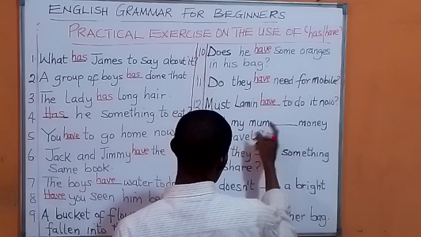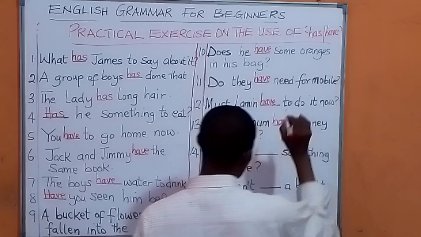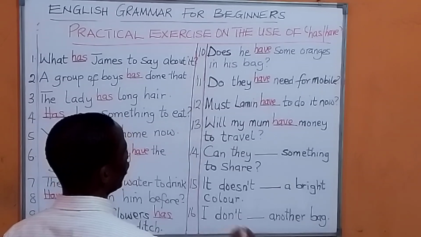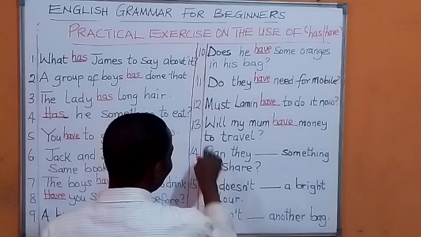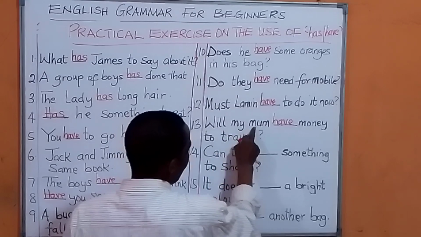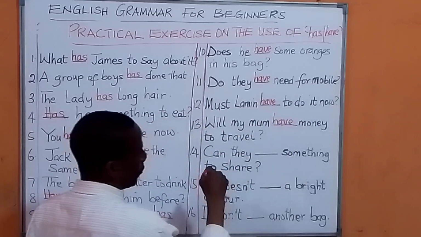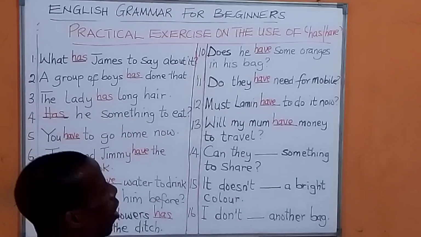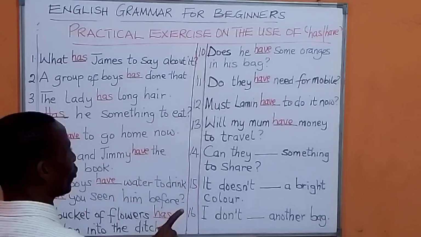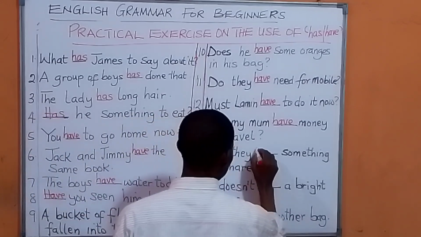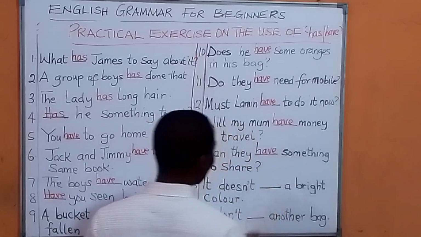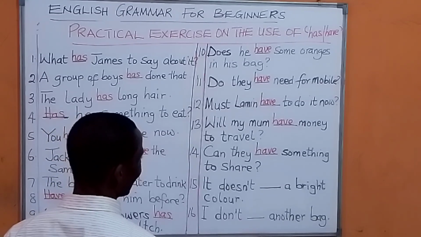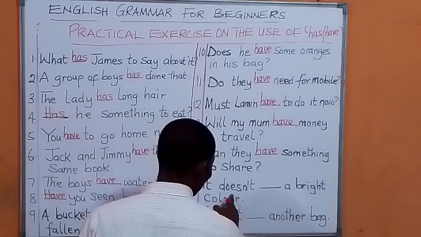Will my mom have money to travel? Now, if it's not a question and it starts with my mom, you say my mom has money to travel. But if you say will my mom, you say have money to travel. Can they have something to share? Can they have something to share?